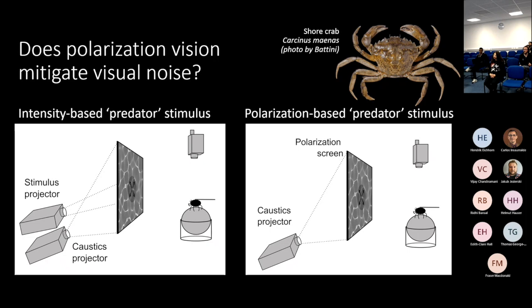We also just slightly modified the setup for a second experiment where instead of having 2 intensity projectors, we have just a normal intensity projector, but a polarized screen. That's a modified computer monitor where we've taken off the polarizers. And that lets us present a predator in polarization instead. So you have an intensity background with a polarization predator.